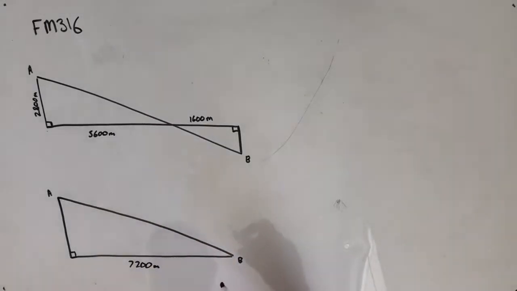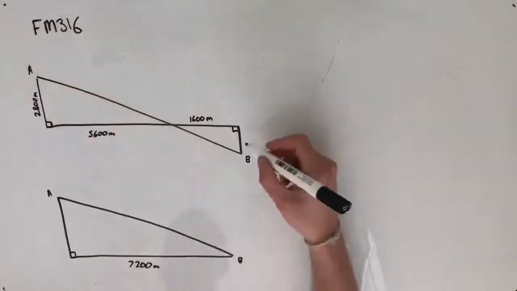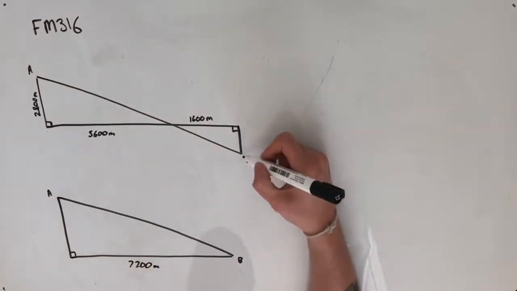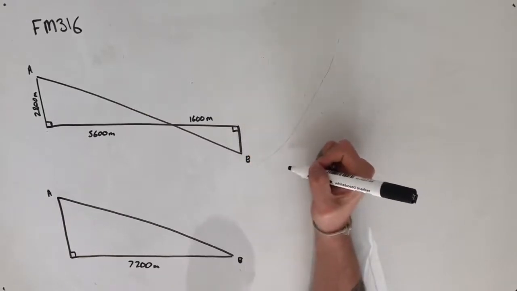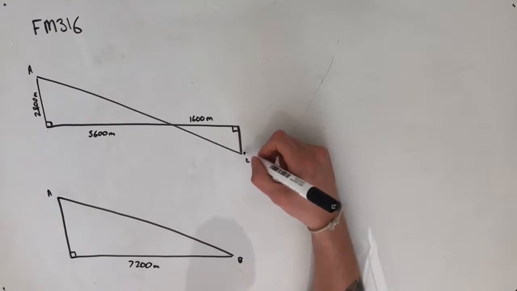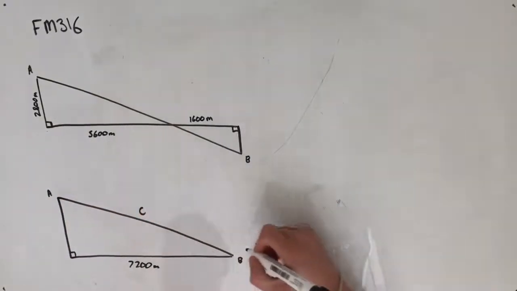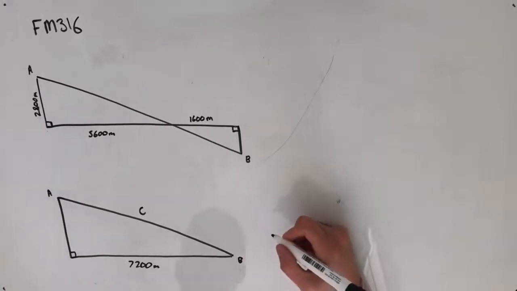Of course, we then run into a problem when we try to add the heights of the triangle, so the 2,800 and the unknown height over here. So our first job is going to be to find the height of this triangle so that we can total it and then from there find our unknown value of C.